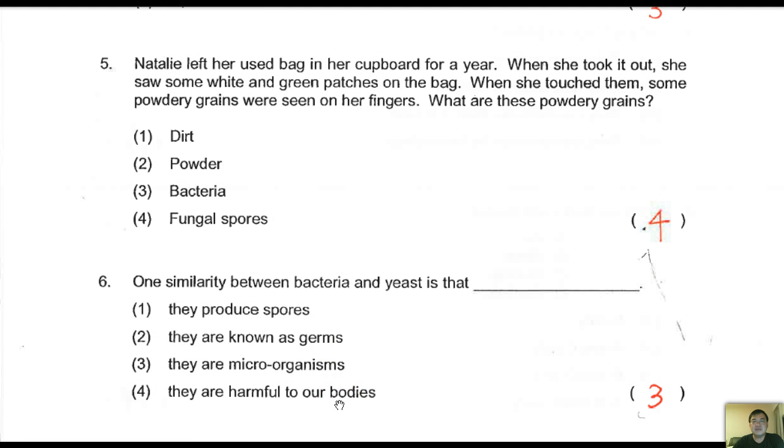Natalie left her used bag in her cupboard for a year. When she took it out, she saw some white-green patches on the back. Sounds like mold. She touched them, and some powdery grains were seen on her finger. Something from those patches transferred onto her finger. What are these powdery grains? It could least likely be dirt, but if there's one whole big chunk of them there, it could mean foot powder or facial powder. Bacteria, least likely. It is a fungal spore, right? Fungal spore straight away.